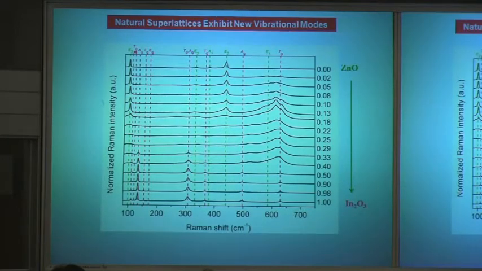So this is a comparison of the Raman spectra. So for pure zinc oxide, and as you add indium oxide all the way to indium oxide, and these are just regular Raman shifts all the way from 100 out to 750 wave numbers. What you'll notice, those at the back may not see it so clearly, is the zinc oxide peaks are very characteristic, but as you add indium oxide, you begin to see new vibrational modes.